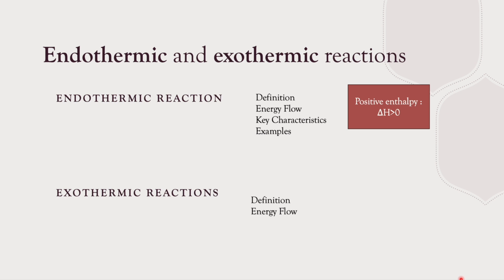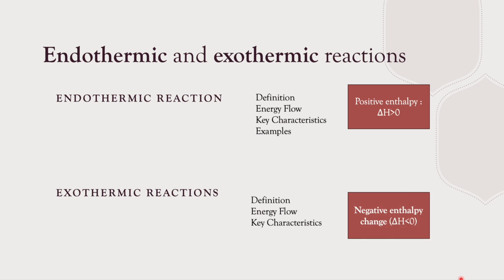light. The key characteristics are that heat is released into the surroundings, the temperature of the surroundings increases, and we have a negative enthalpy change. This means that the reaction releases energy. So when you see delta H negative, it's a reaction that releases energy. Okay?